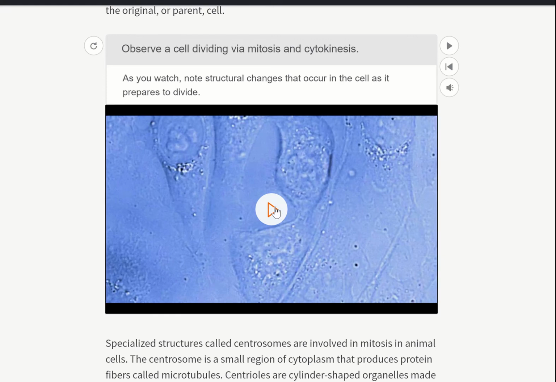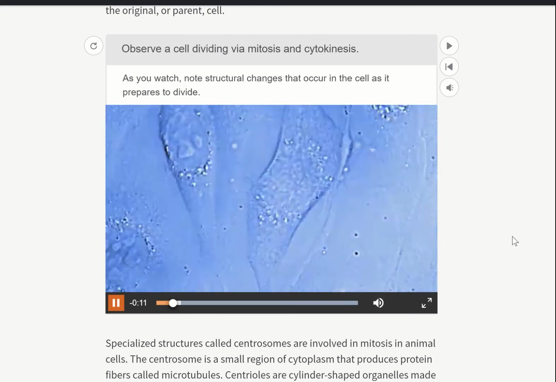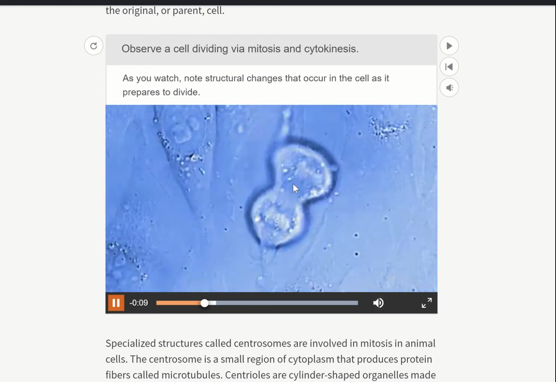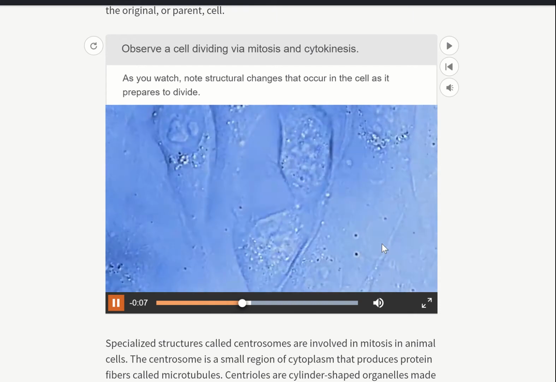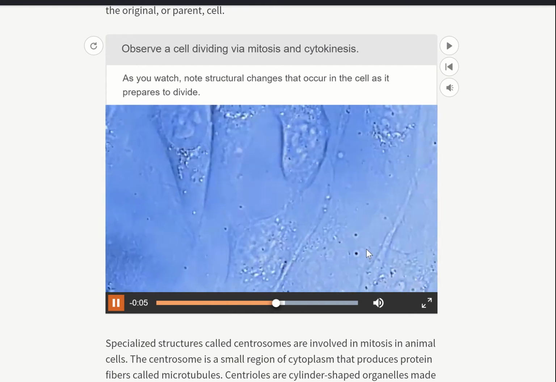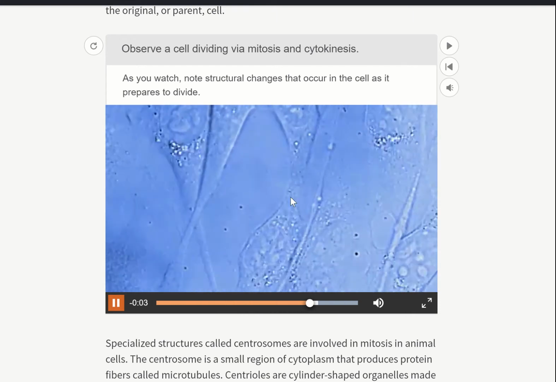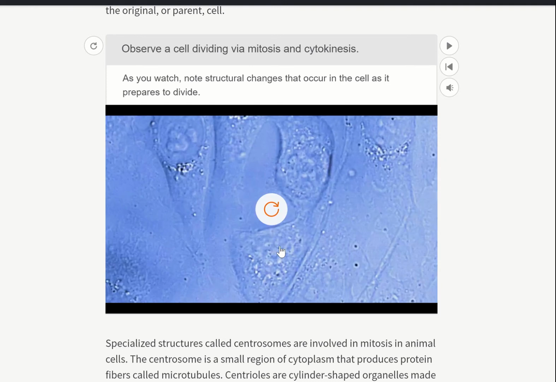So as you scroll down, we've got a little video here that the book provides of a cell going in. It's going to prepare and then copies, right? That's mitosis. That's what we're going for. And now we have two identical cells. That happened real quick, so I want to watch it one more time.